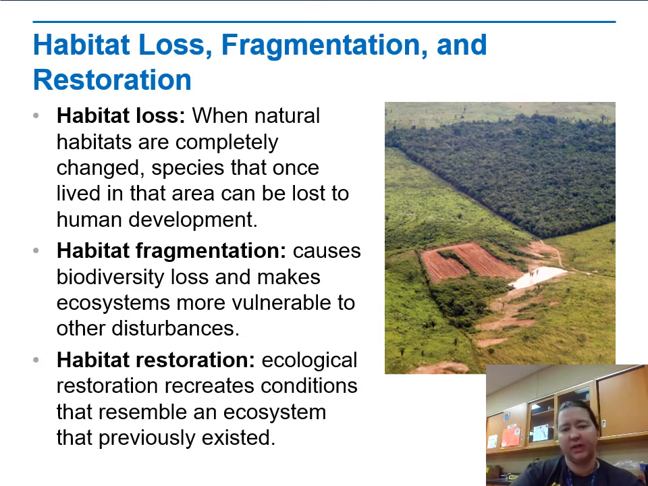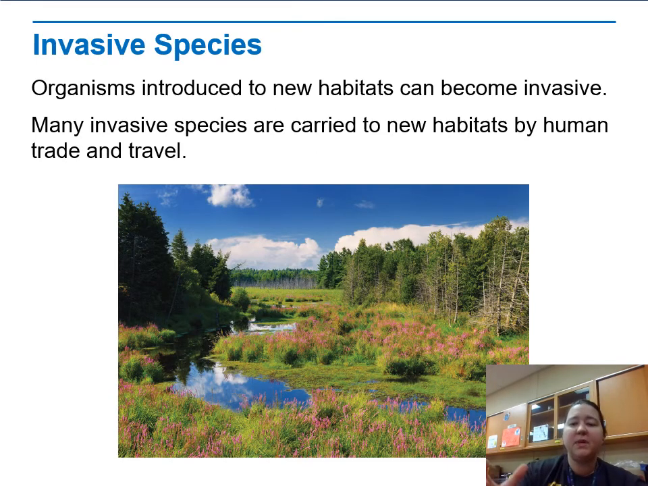And then habitat restoration. This is the good things we can do to try and recreate habitat, restore it to what it could have been, would have been, should have been, and to a certain extent allow it to go through secondary succession to return to its original state. Invasive species, we talked about those with the mussels, we talked about those with the pythons. When invasive species are introduced to a new habitat, they can cause a lot more damage. And like I said, we've talked about this before.